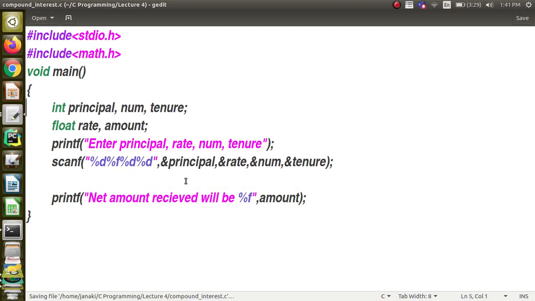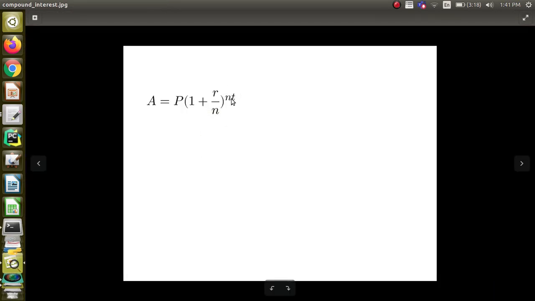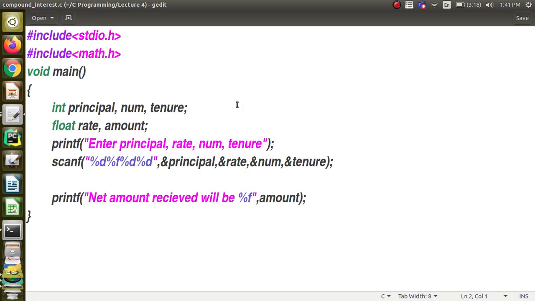So you see the inclusions. First one is stdio.h. You should include this for using standard input and output functions, right? So you have to use scanf and printf. Then it is required that you include stdio.h, and I am going to use the pow function here because when you look at the formula, it is required to raise to a power. Actually it is P into (1 plus r by n) the whole power n into t. So I have to raise it to a power. I am going to use the pow function.